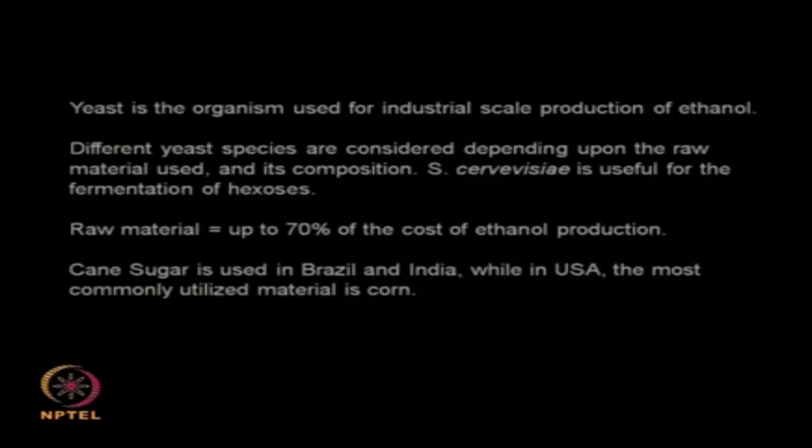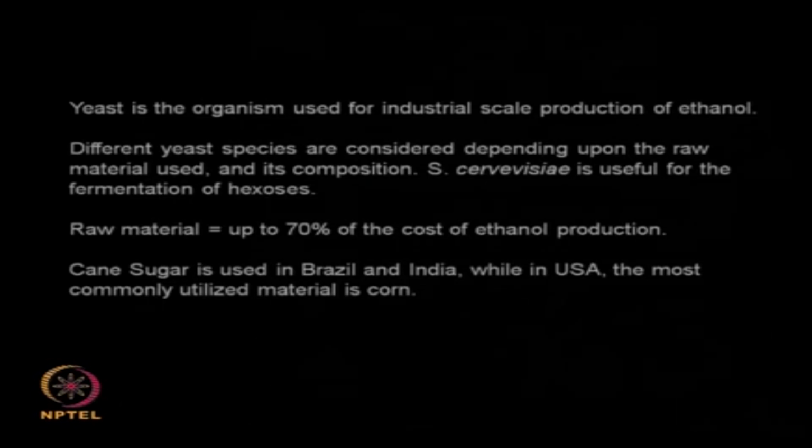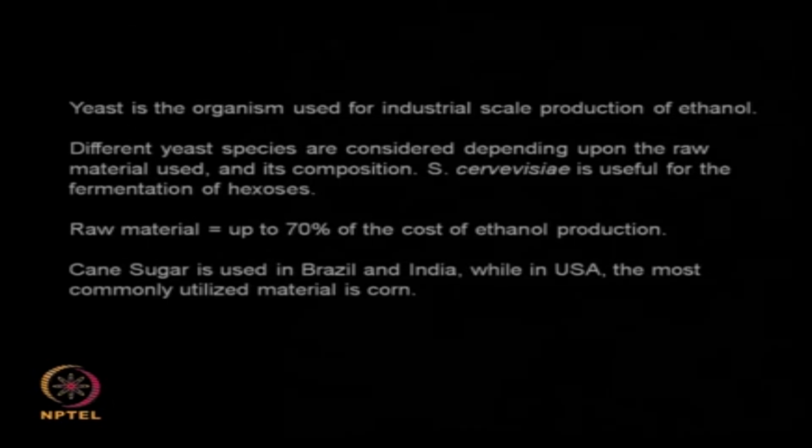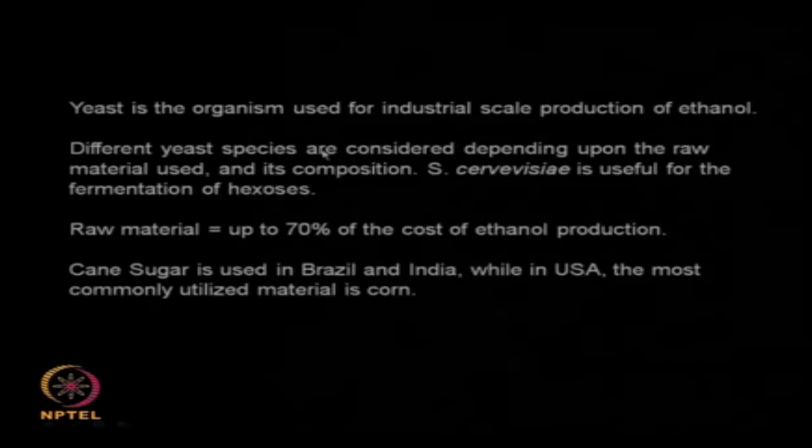I just introduced fermentation of sugar for production of alcohol. Let us look at the same thing again. Generally yeast is used on the industrial scale for producing ethanol. If you take countries like Brazil or India, they use cane sugar for production of alcohol. If you take the USA, normally corn is used. There are different types of yeast species used for the fermentation. Saccharomyces is generally used on the industrial scale.